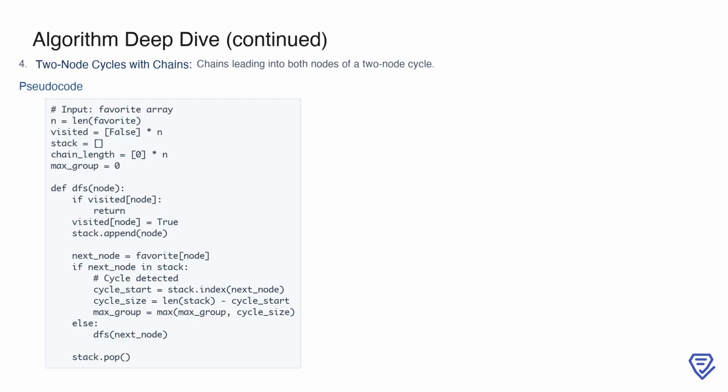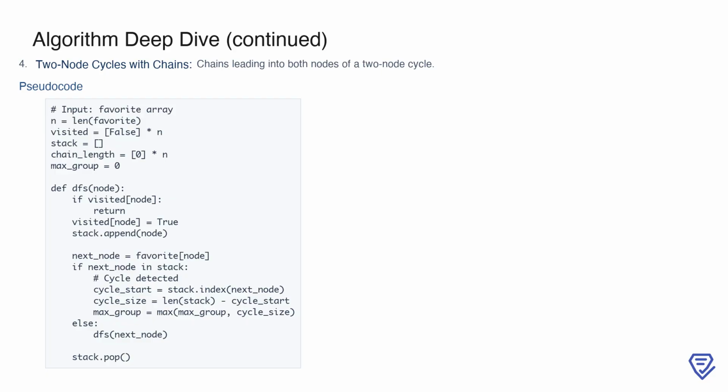To implement the algorithm, we begin by iterating over all nodes, performing DFS for those that haven't been visited. The pseudocode starts by defining an input favorite array and initializing necessary data structures, such as the visited array, stack, and chain_length array. The max_group variable keeps track of the largest group size encountered. The DFS function is core to the algorithm.